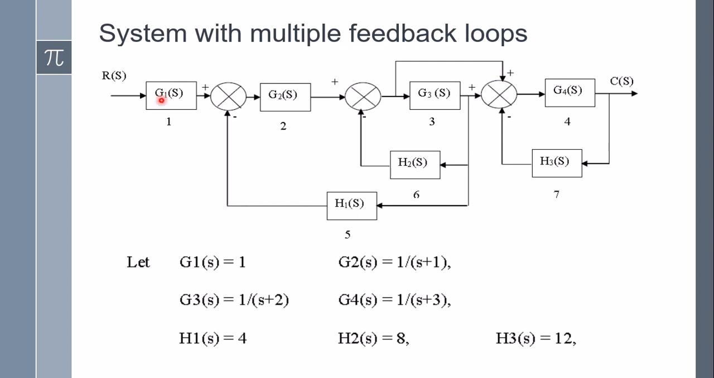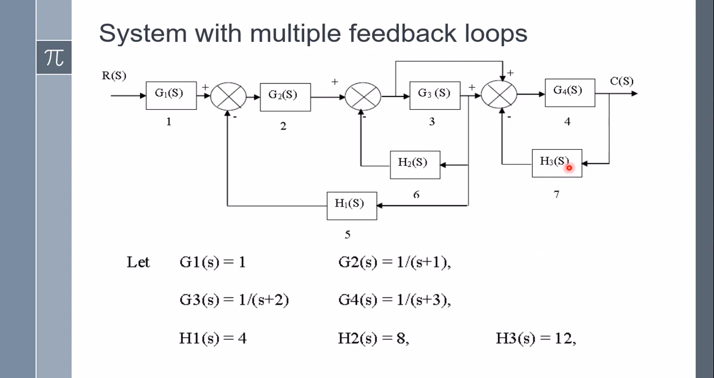So this is also another forward path available in the system. Altogether, this entire system has 7 systems distributed in the forward path and also in the feedback path. So let us assume the system functions are given like this: G1 of S is 1, G2 of S is 1 by S plus 1, G3 of S is 1 by S plus 2, and G4 of S is 1 by S plus 3, H1 of S is 4, H2 of S is 8, and H3 of S is 12.